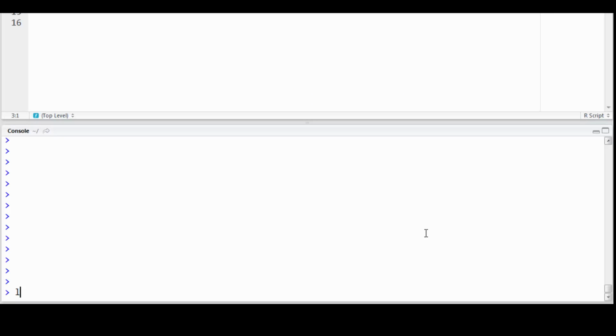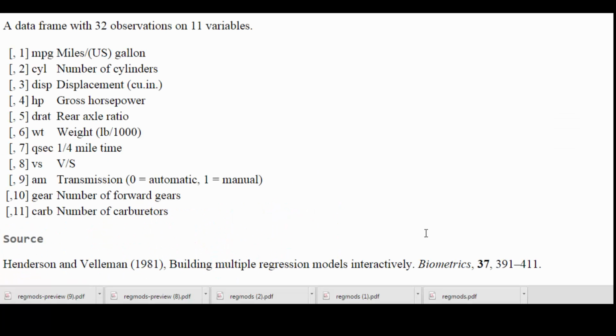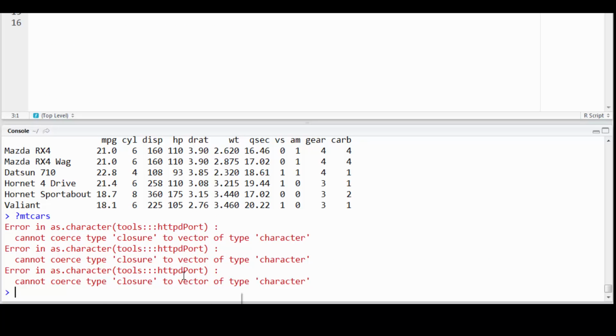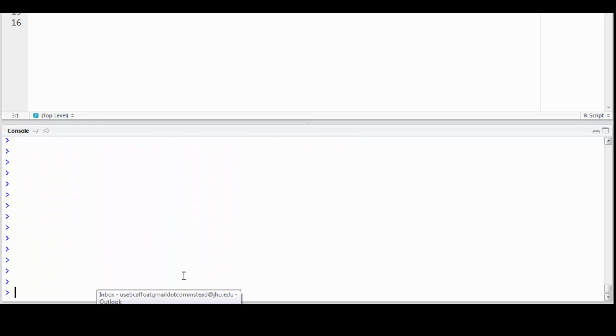So let's load the mtcars dataset. So data, mtcars. Let's look just at the head of the mtcars dataset. There's miles per gallon as mpg lowercase and horsepower as hp lowercase. If you want more help on the dataset, you can do question mark mtcars, and it brings it up. Oh, I think that's an error from bringing up the HTML help.